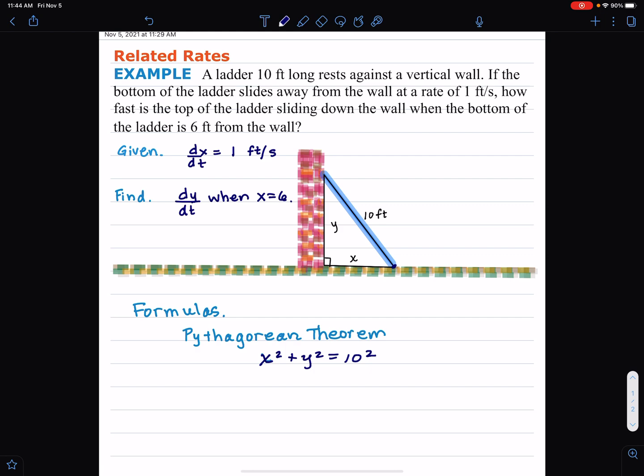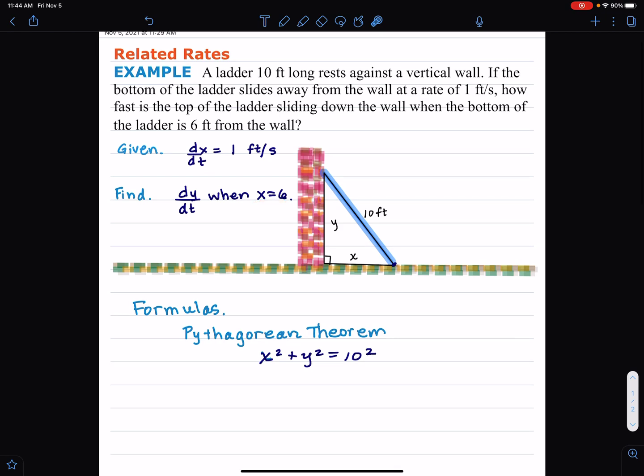It's important for us to understand that 10 is constant throughout this because we're going to take a derivative. X is changing. X is increasing, y is decreasing as this ladder slides down the wall. Hopefully no one's on top. So x and y are not fixed, they're variable, even though we're going to eventually use x equals 6 as a snapshot of the video, okay?